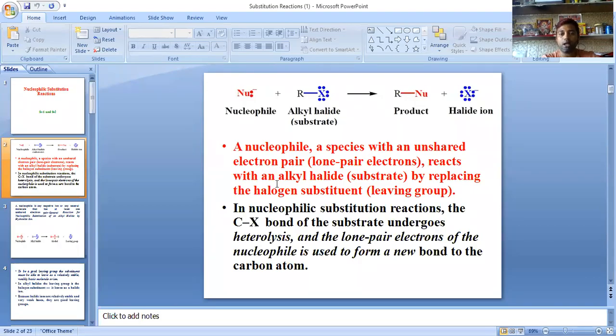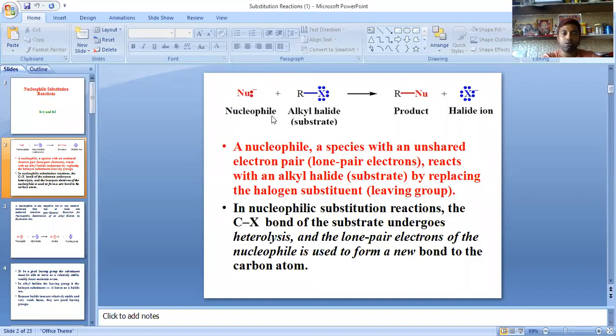A nucleophile is a species with an unshared electron pair. It reacts with an alkyl halide, or a substrate, by replacing the halogen substituent. The halogen is the leaving group in the substrate. It is a kind of substitution, so this nucleophile substitutes the halogen in the alkyl halide substrate.